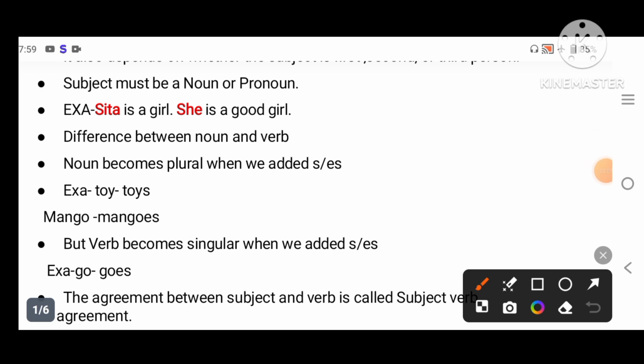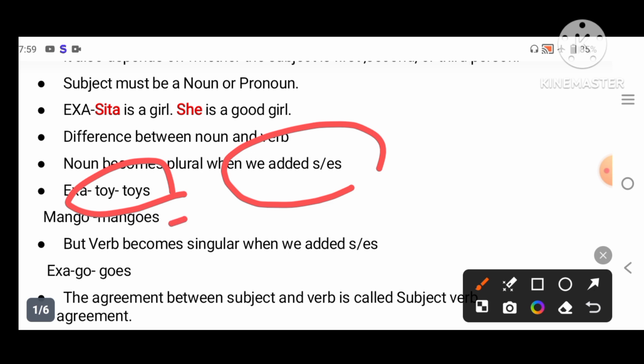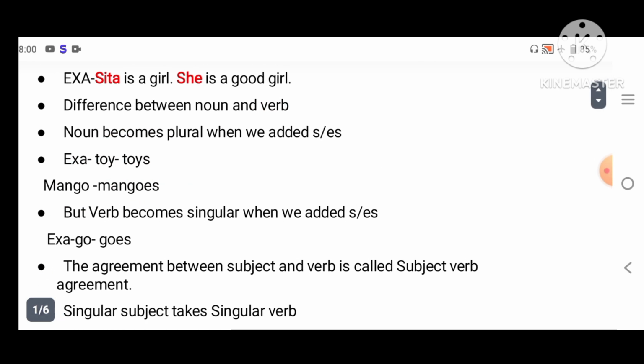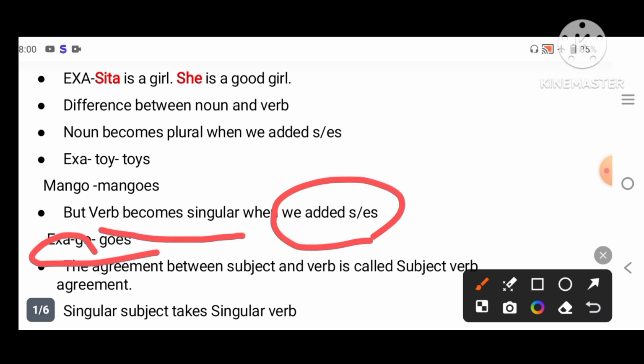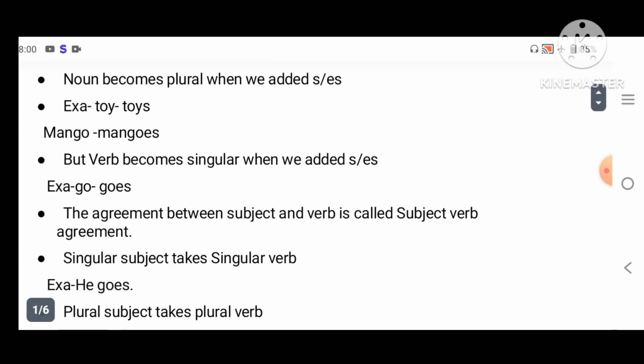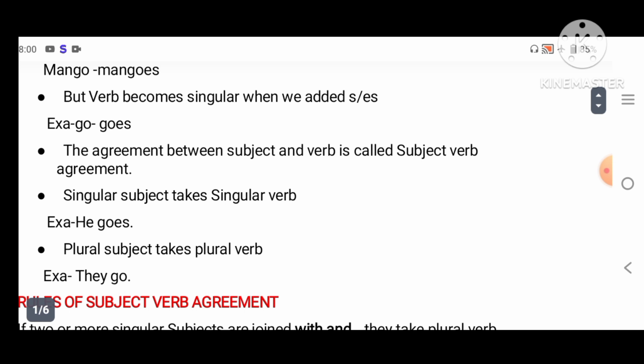How do we make a noun plural? Either we add s or es. Suppose toy, toys, mango, mangoes. We make singular to plural like this. A verb, on the other hand, becomes singular when we add s or es. It is the opposite. When we add s or es to a noun it becomes plural, but when we add s or es to a verb it becomes singular. Remember this. So the agreement between subject and verb is called subject verb agreement.